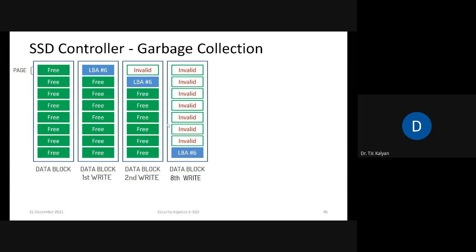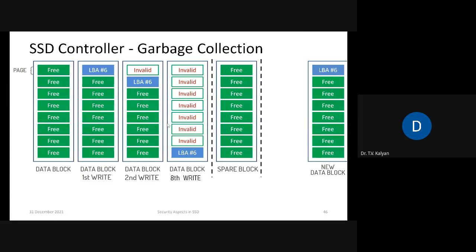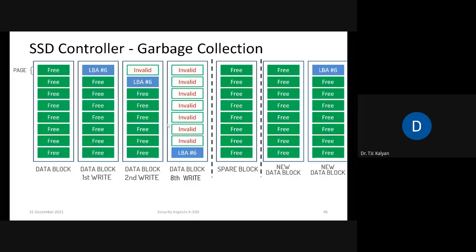Now, if you look at the overall capacity of this block, even though it is 8 physical pages, we cannot write anything in 7 pages. So at that time, the garbage collector looks for a spare block, moves this single valid page to the new block, right, and erases the previous block. Now, if we look at the overall capacity, we have 7 free pages in the block.